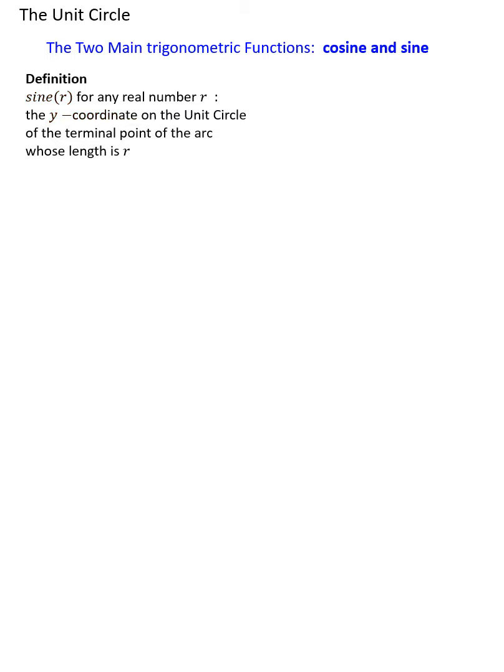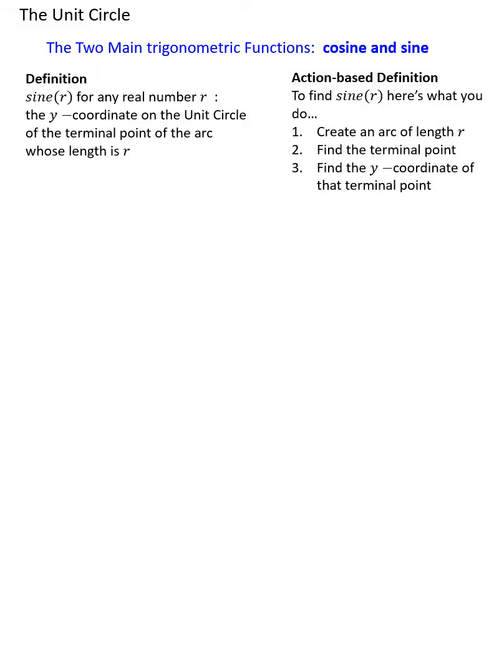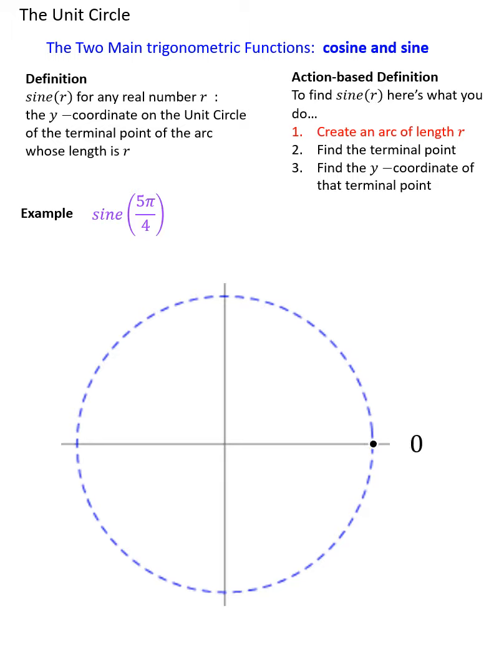So again, because this is kind of mathy, I'll put an action-based definition here, much like I did before, to show you the steps to go through to find the sine of a particular value without a calculator. So here's our example. Let's find the sine of 5 pi over 4. First, I need to create an arc whose length is 5 pi over 4. Here's my initial point. Here's an arc whose length is 5 pi over 4.